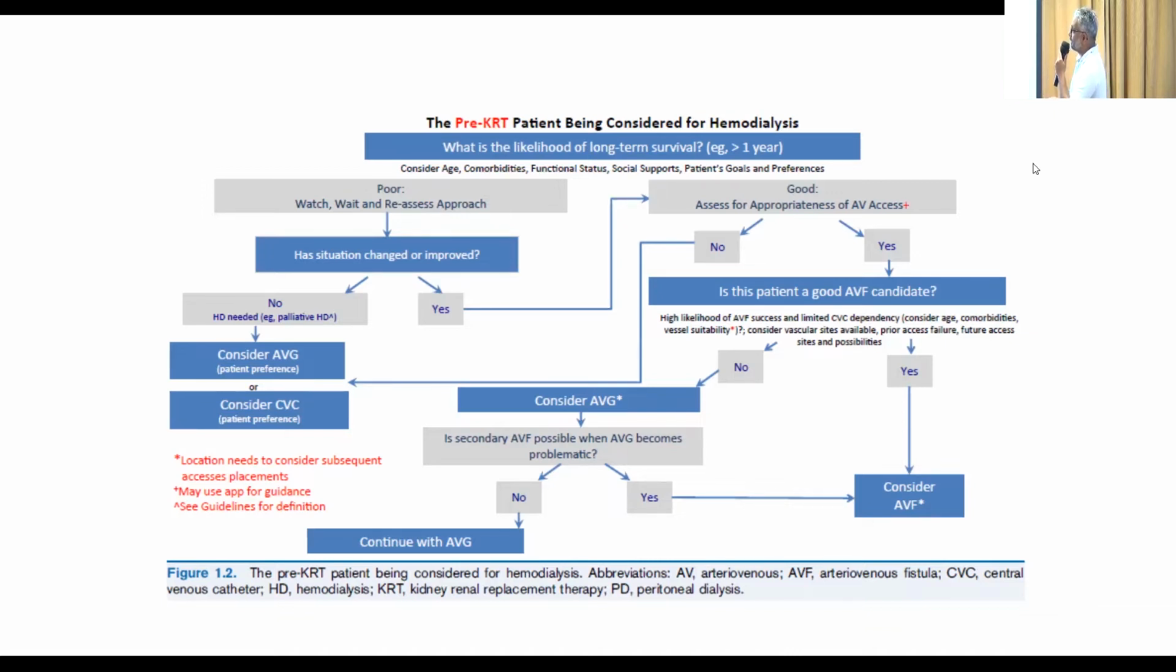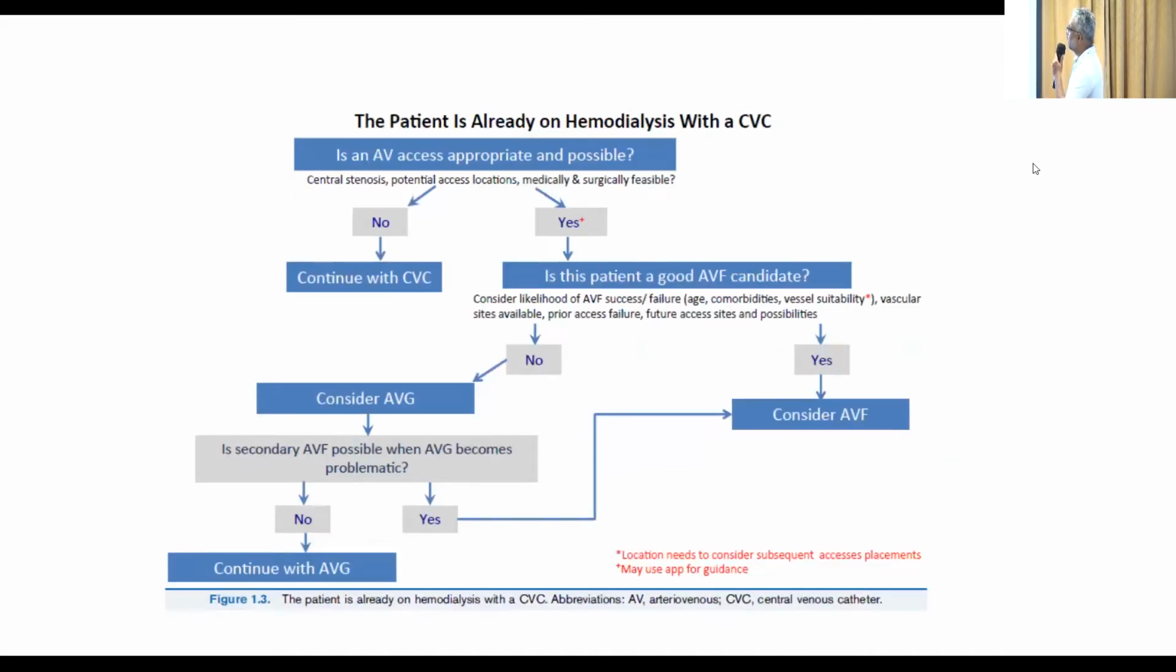If the status is improved, let me give an example. A patient had breast cancer. You don't know whether the patient is going to survive more than 1 year. You put in a tunnel catheter. If the patient was cured, then you can go and do a fistula. This is what we see a lot.